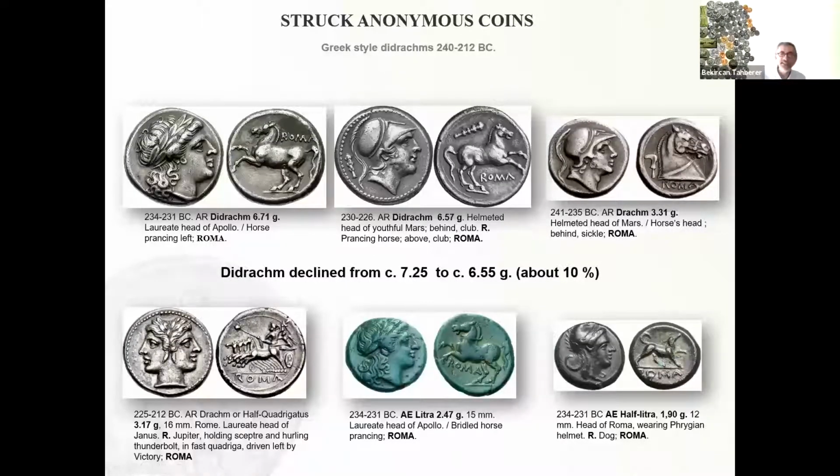And interestingly, as soon as the denomination or the currency system was created, inflation begins. And the drachm was 7.25 grams at the beginning, and in 20, 30 years, it went down to 6.55, and even below that, more than 10% loss of value.